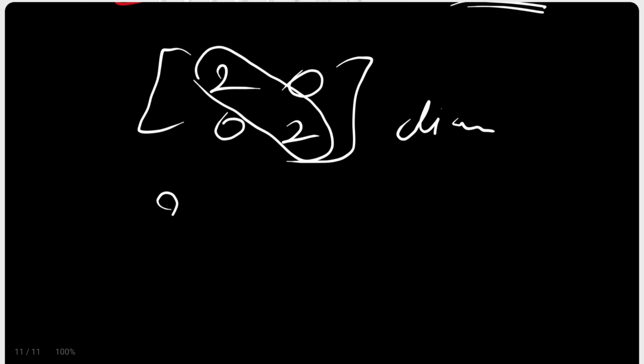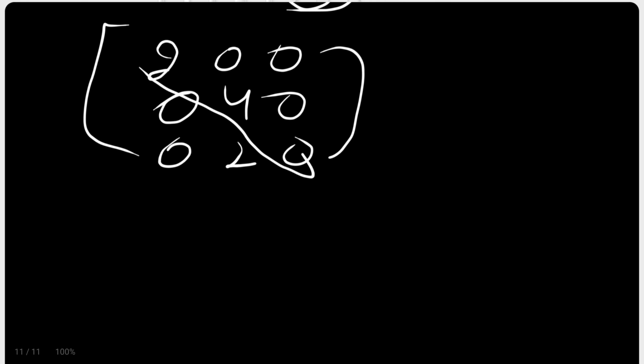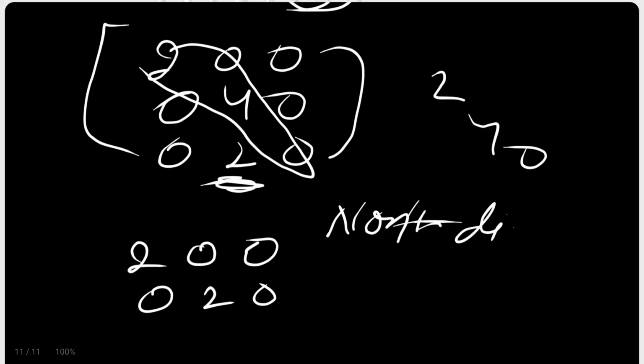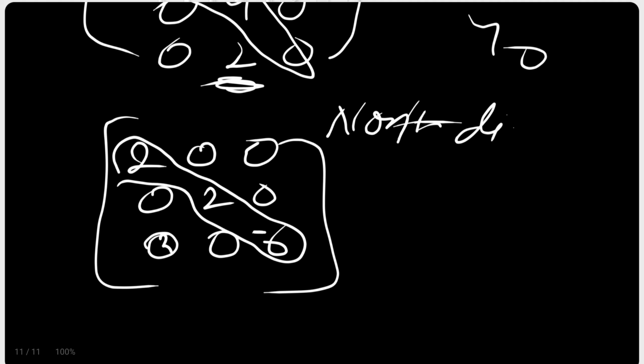Let me give another example: 2 0 0, 4 0 0, 0 2 0. Right now you can see the principal diagonal is 2 4 0. After that, 0 0 0, but here 2 is not 0, so this is not a diagonal matrix. But instead, like 2 0 0, 0 2 0, and 0 0 minus 6 is given here. Then this is the principal diagonal, and everything after that is 0 0 0 0 0 0. It means that it is our diagonal matrix.